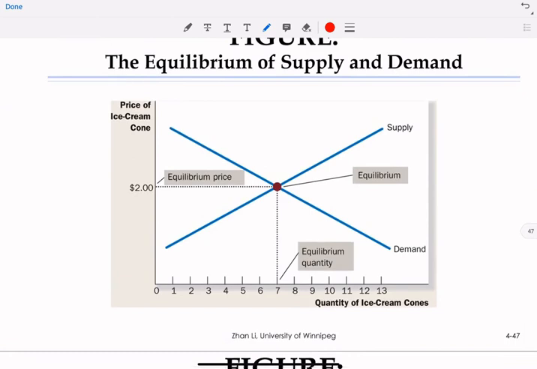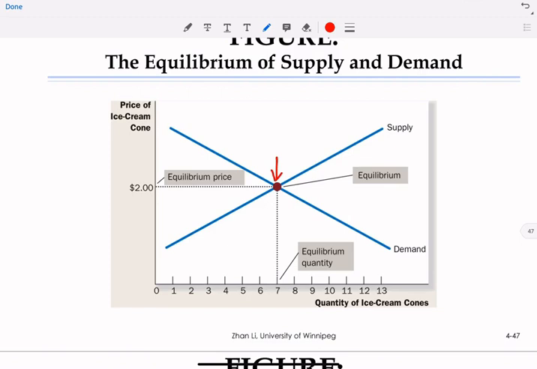Graphically, it's fairly simple to understand market equilibrium. So here you can see that we're talking about the market equilibrium of ice cream cones. Now we have the supply curve, and we also have the demand curve. So how do you get market equilibrium from this simple graph? Well, market equilibrium is given by the intersection of these two lines. That is, the intersection of the supply curve and demand curve gives you the market equilibrium. So here, this red dot gives you the market equilibrium.